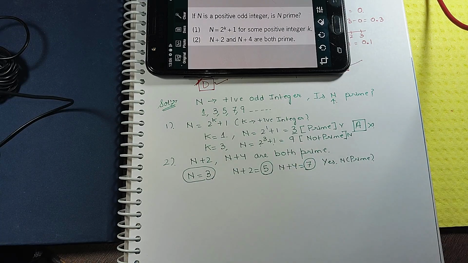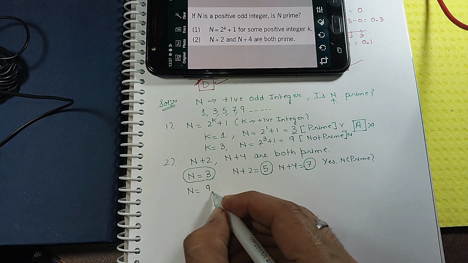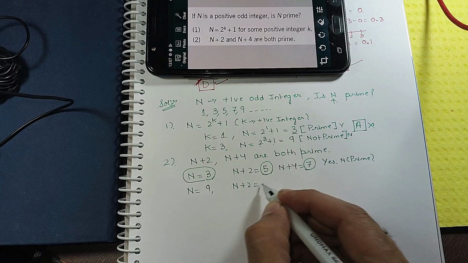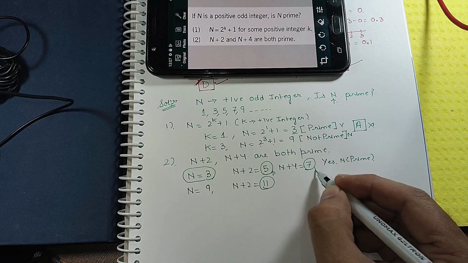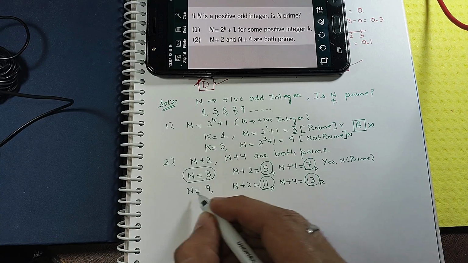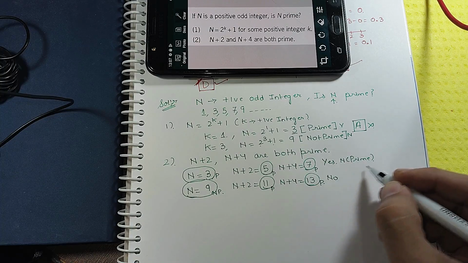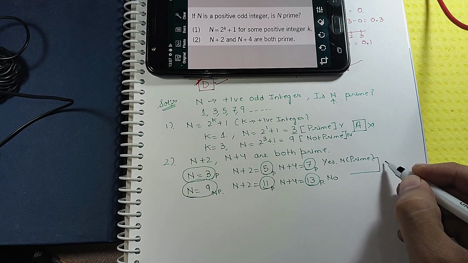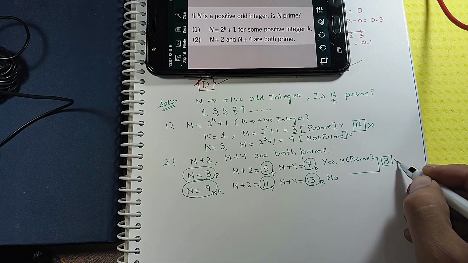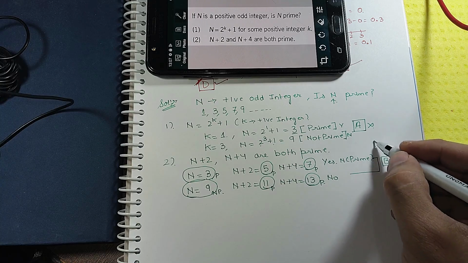Right? Now we will find some other scenarios in which n plus 2 and n plus 4 have to be prime. So now let us suppose n to be equal to 9. Now n plus 2 is equal to 11, which is prime, and n plus 4, which is equal to 13, is also prime. But you see, n is not prime. This is prime, but this is not prime. So I am getting yes as well as no, may or may not be condition. So I will say that statement B alone is also not sufficient to answer my question, which further means that statement D is also not sufficient.